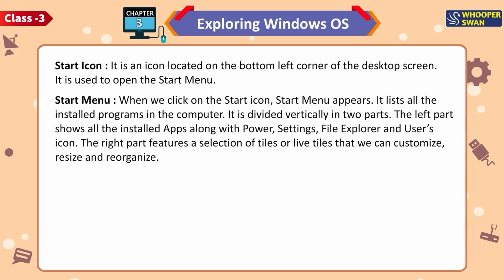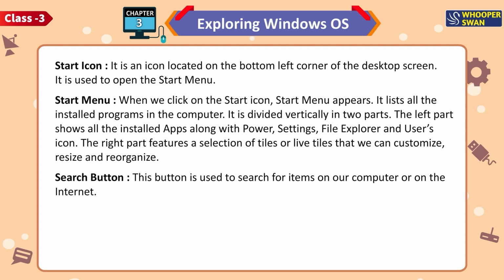Start menu. When we click on the Start icon, Start menu appears. It lists all the installed programs in the computer. It is divided vertically in 2 parts. The left part shows all the installed apps along with power, settings, file explorer and users icon. The right part features a selection of tiles or live tiles that we can customize, resize and reorganize.